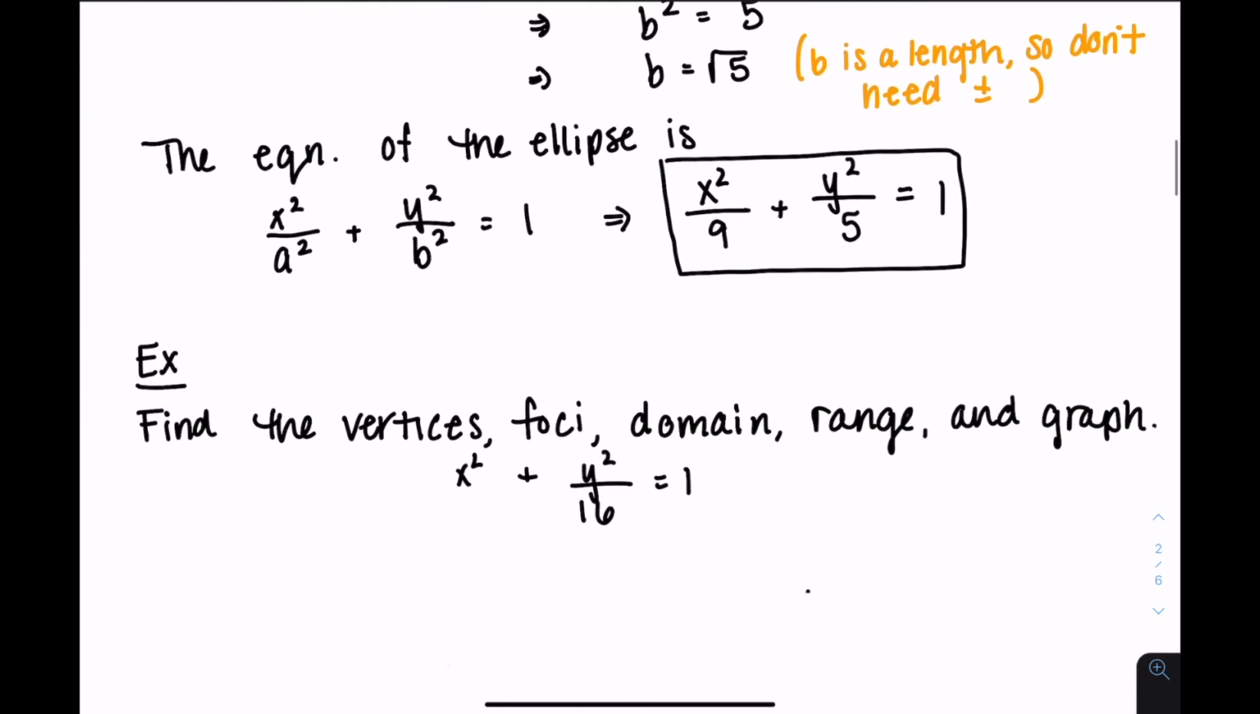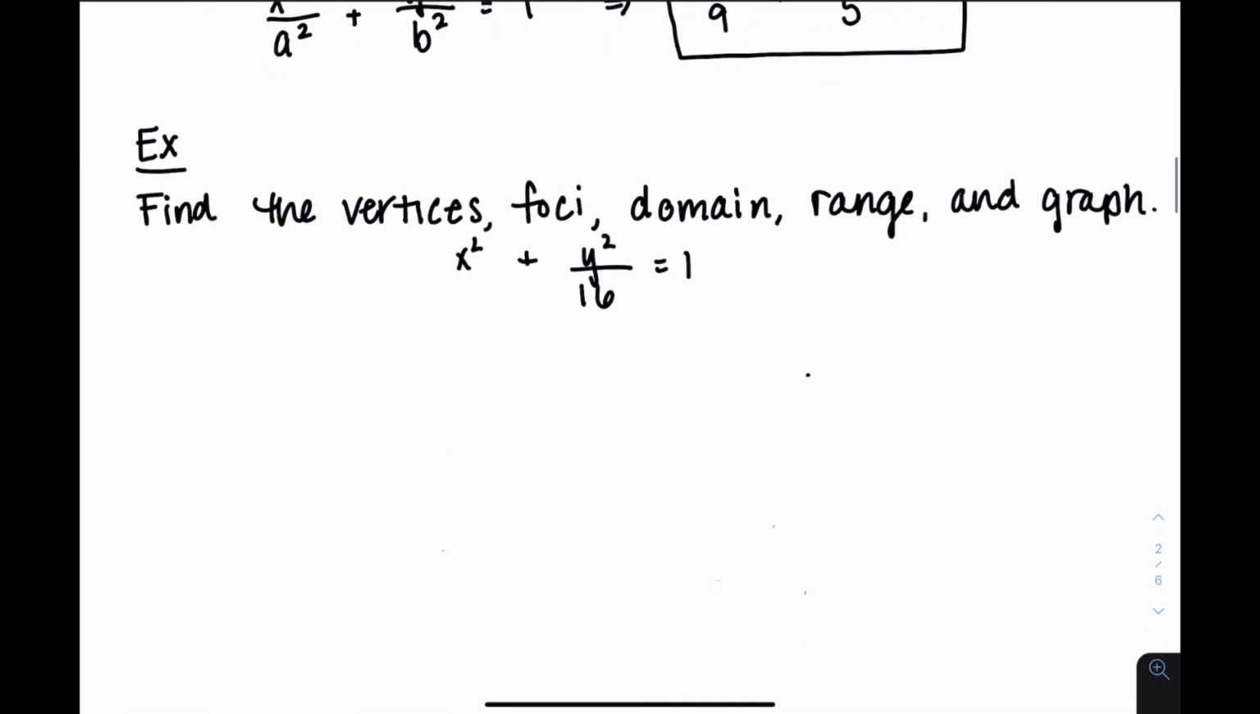So now let's try the opposite. Let's work with the given equation of an ellipse, and we want to find all of the important pieces of information. So we want to find the vertices, we want to find the foci, domain, range, and then we want to graph it. So when I start with this equation, remember those values underneath the x and y are squared. So the square root tells us how much we have to go out.